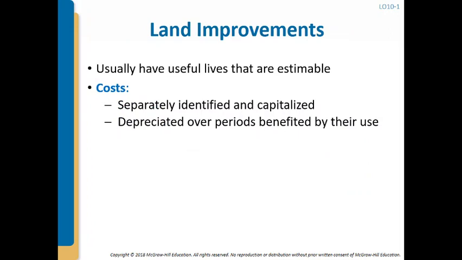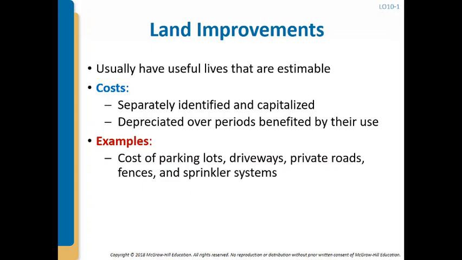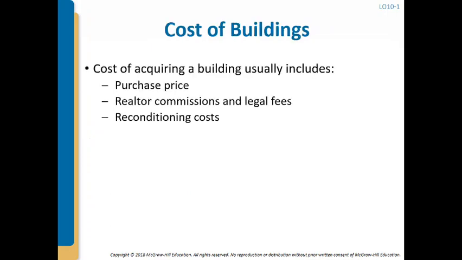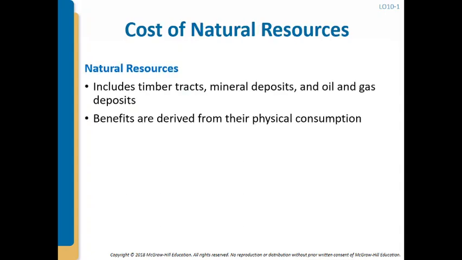And again, land improvements, you capitalize those costs separately from the land and you depreciate over their useful life. Again, examples are parking lots, driveways, roads, fences, sprinkler systems. Cost of the building. Cost of acquiring a building usually includes purchase price, real estate commissions and legal fees, reconditioning costs, anything to get it to its proper use.